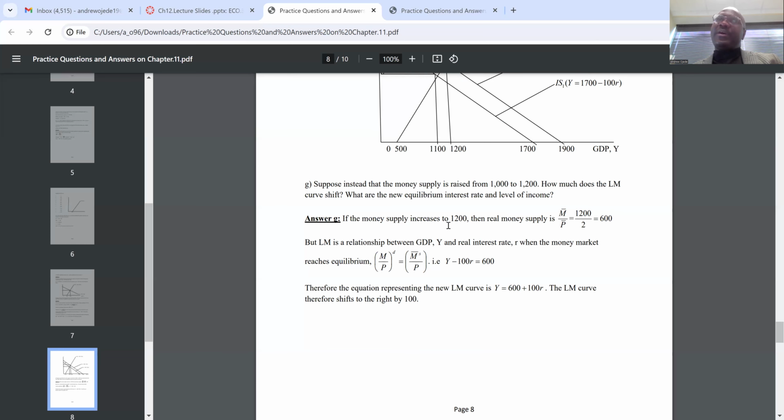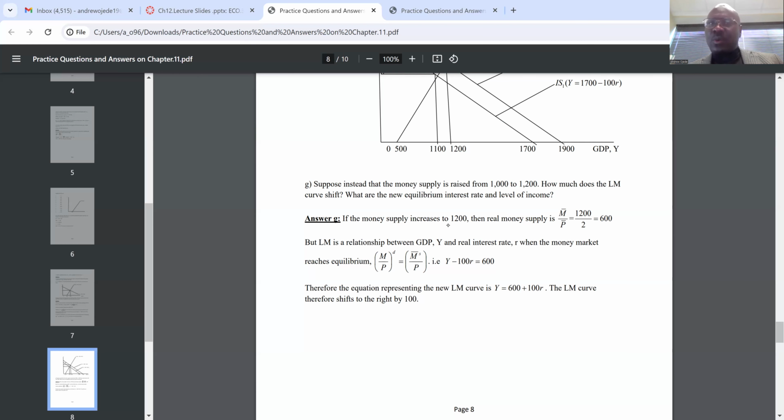We know that when you're talking about the money market, that's where we derive the LM curve. So anytime the Federal Reserve has changed the money supply, you need to go back to your money market equilibrium and rederive a new LM equation with the new money supply. Like we're doing, you're seeing that on the slide. So M over P now is going to be 1,200 over 2, equals 600. Then we're going to set that equal to the money demand. Money demand is still Y minus 100R, as given in the problem.